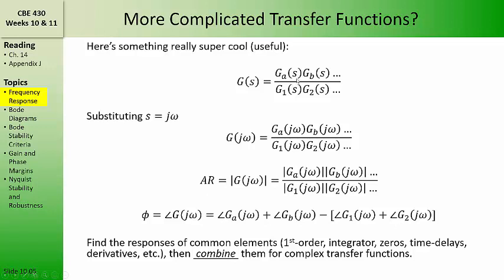If a transfer function can be decomposed into a ratio of products of simpler transfer functions, then the amplitude ratio of the composite transfer function is just the ratio of products of the amplitude ratios of those simpler transfer functions recomposed in the same way as the original transfer function. And the phase angle of the more complex transfer function is the sum of the phase angles of the numerator transfer functions minus the sum of the phase angles of the denominator transfer functions.